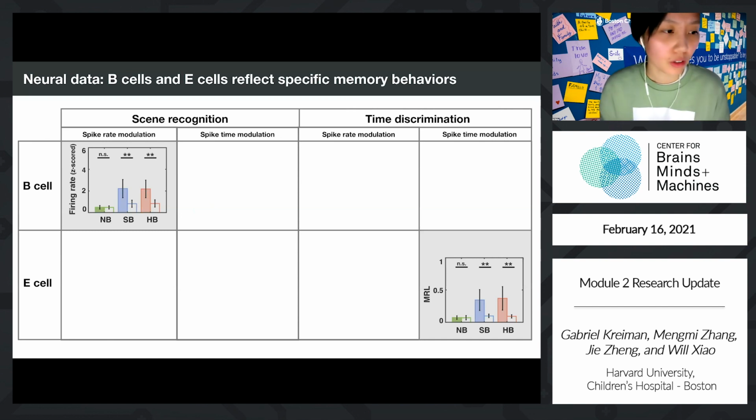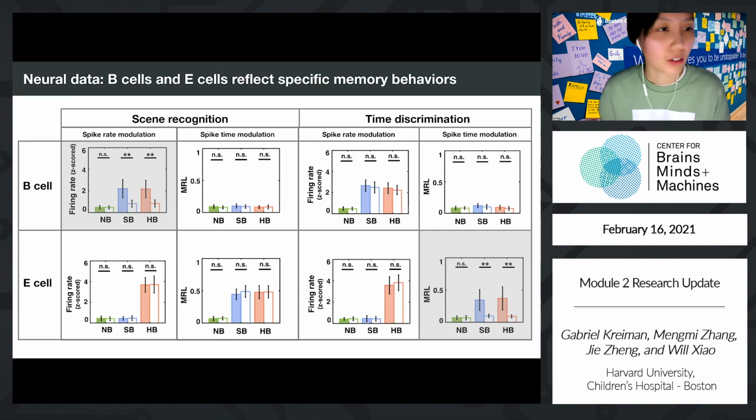So as I'm showing you, these B cells and E cells seem to use their spike rate modulations or spike time modulations to carry specific memory information from the scene recognition or time discrimination. We also tried some different combinations to see whether they represent the other type of information in different modalities, and we don't find any significant results. This means that these two populations of neurons are probably carrying distinct memory aspects by their own individual strategies.